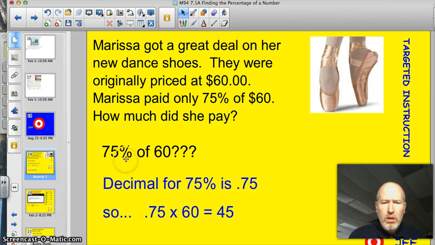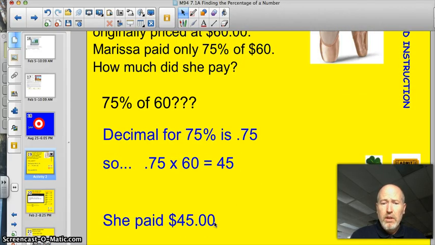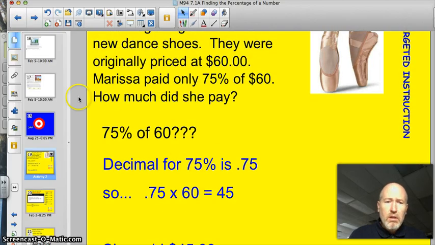Here's my question. 75% of 60 is how much? Well, the decimal for 75% is 0.75. So, if I take 0.75 times the 60, I get 45. Marissa paid $45 for those shoes. Is that a reasonable answer? Yeah, she didn't pay full price. She paid something less than that.